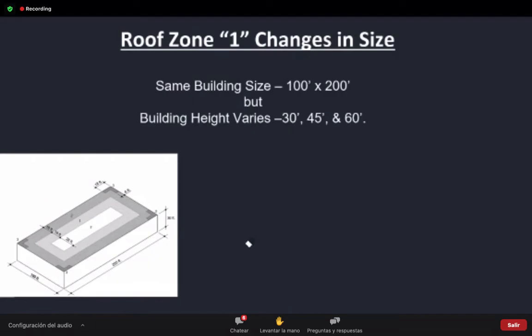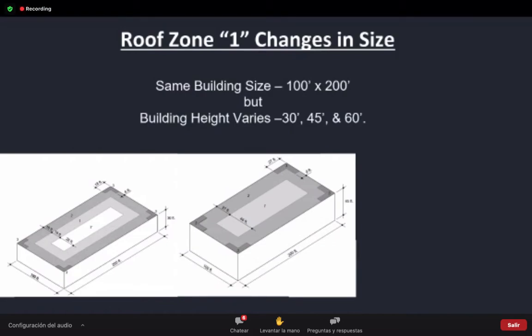So now if we go up to 45 feet in height, look, we eliminated our zone 1 prime, because if we take 45 feet and we take 0.6 of that, it comes out to be 27 feet. So now our corner and our perimeters have gotten larger because of the height of the building.